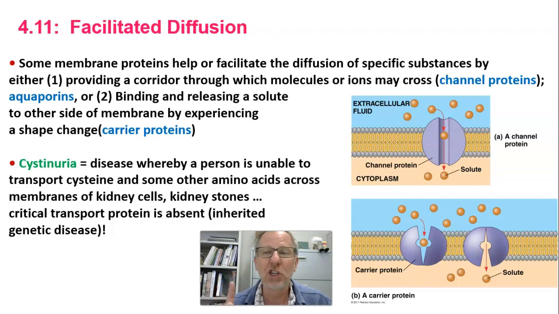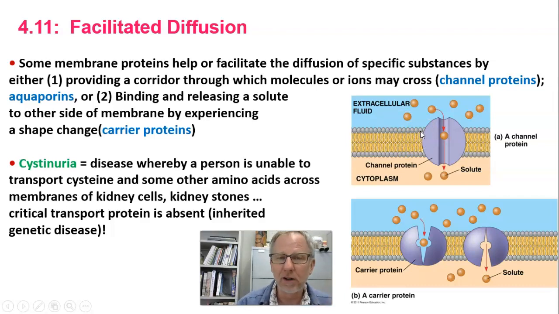One type is a channel protein. So take a look at the upper figure. It shows a protein with a tunnel through it, a corridor, a channel, and the substance is moving from where it's more highly concentrated on one side of the membrane to where it's less concentrated on the other side. That protein is just providing a corridor or a channel for the substance to move across, because the substance cannot get past the phospholipids.